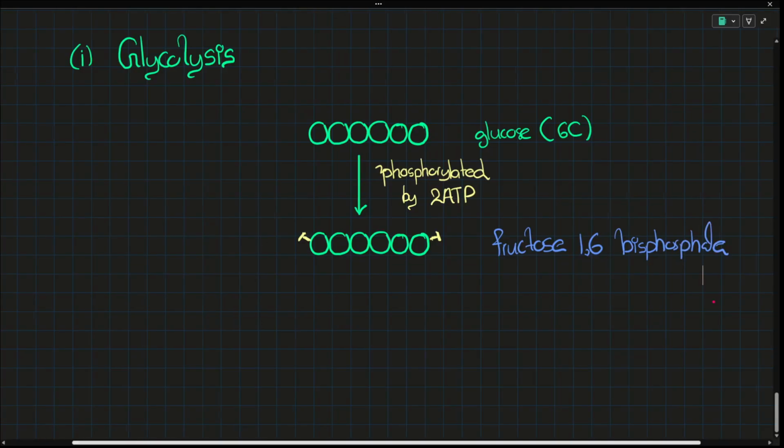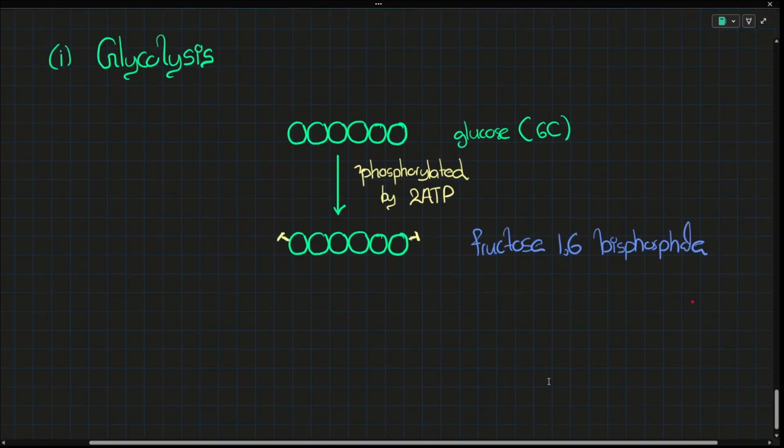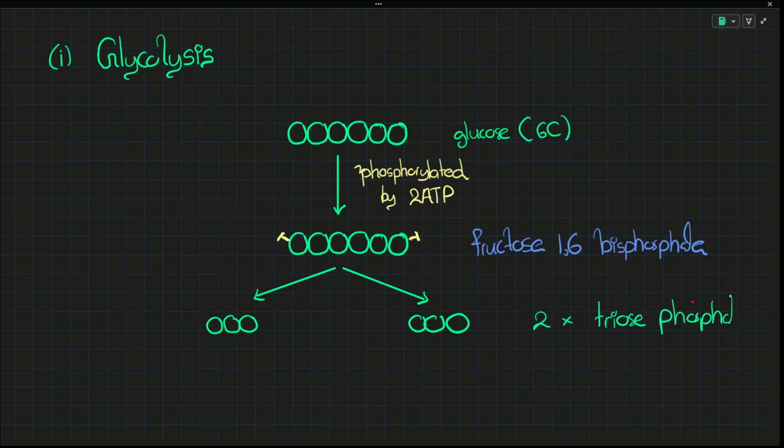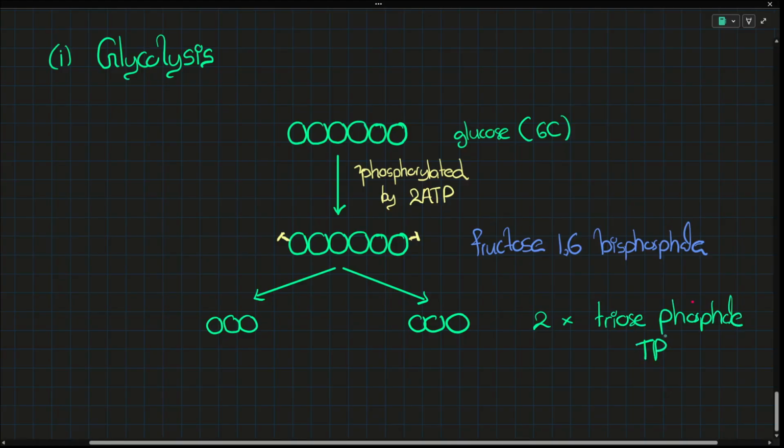Now the thing about this is, after phosphorylation, this is not really that much of a stable molecule. It tends to break down. So let's see what exactly this tends to break down into. So 6 broken down into 2 would be 3 each. Boom, like so. This is broken down into 2. These things are known as triose phosphates. 2 triose phosphates, TP for short. You can just say broken down into 2 TP.